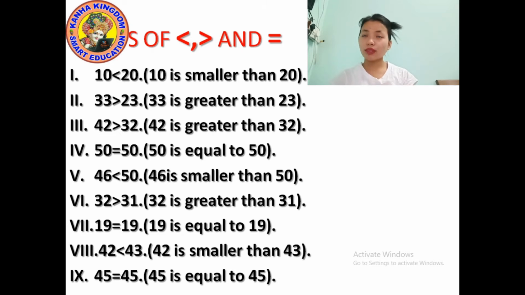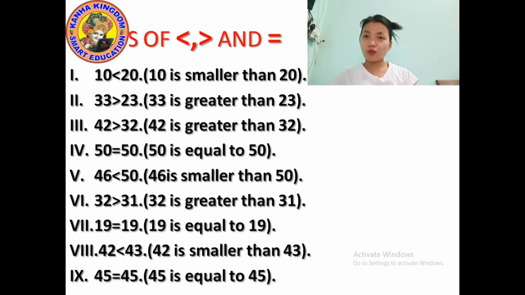And the third one, 42 is greater than 32, right? 42 is greater than 32. We use a symbol, the symbol of greater than, between 42 and 32. See, this is the symbol of greater than. Now let's move to the fourth sentence, that is 50 equals to 50, the symbol of equals to. I use one symbol of equals to between two 50s because it says that 50 is equal to 50.